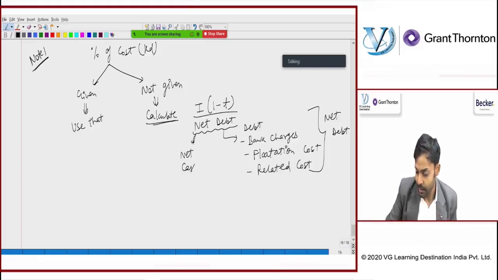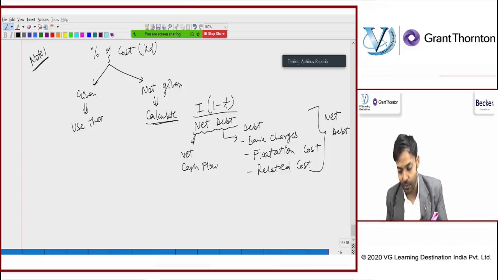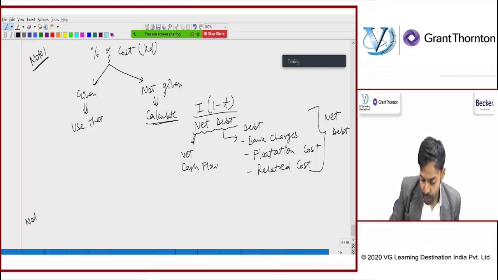right? You will not calculate the impact on the total value. So you will say, what is the money which I have received? So that is why you calculate on the net cash flow. So this is note number 1. Okay. Note number 2.